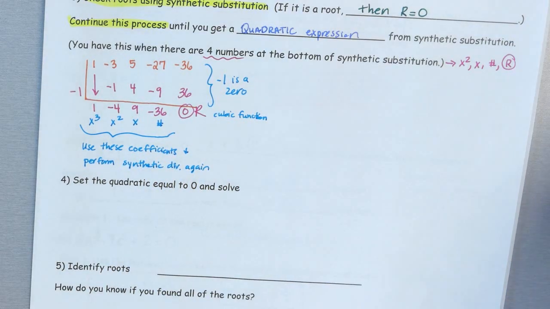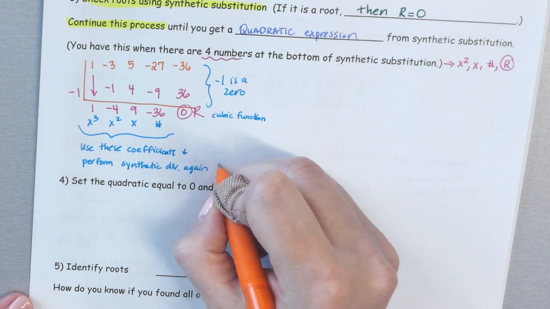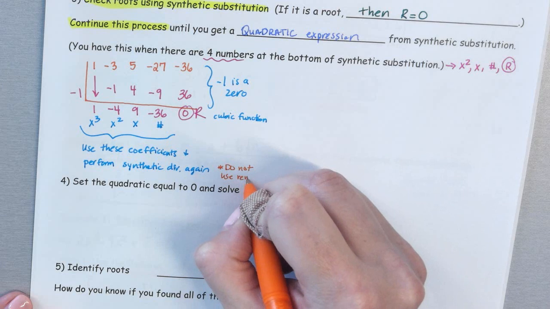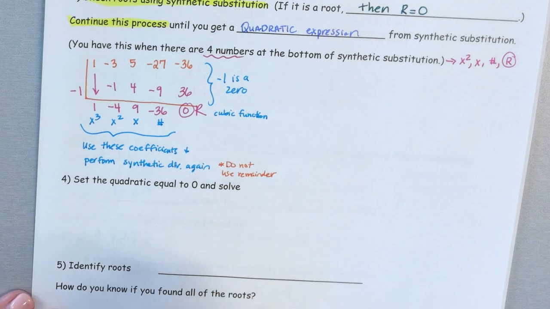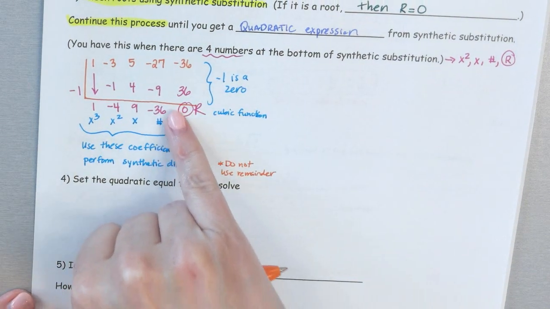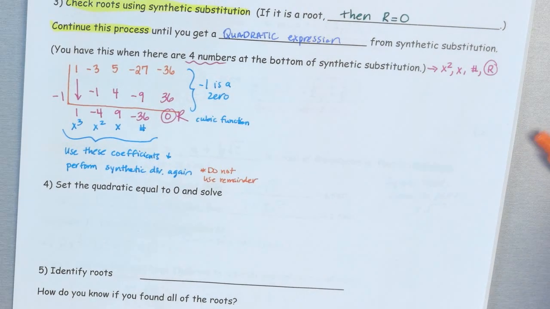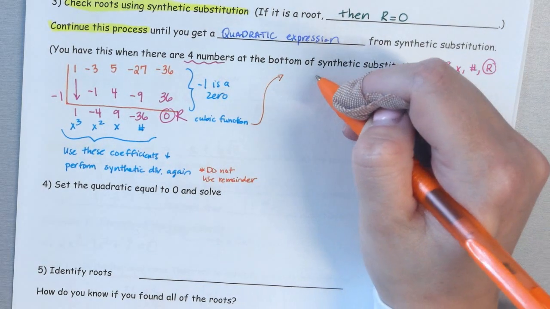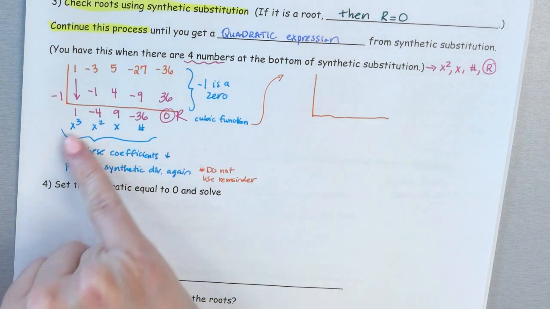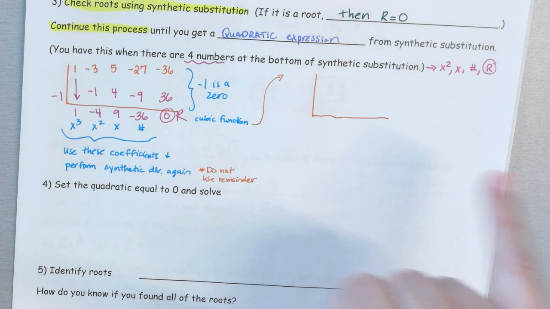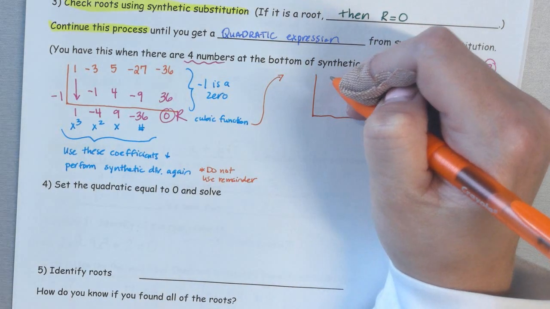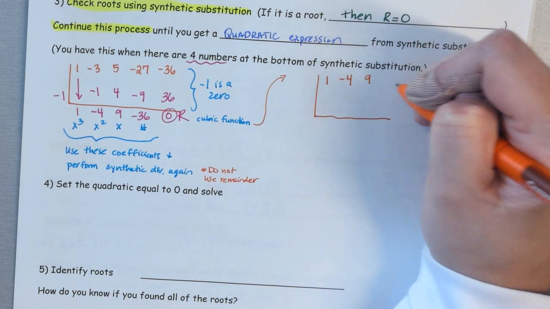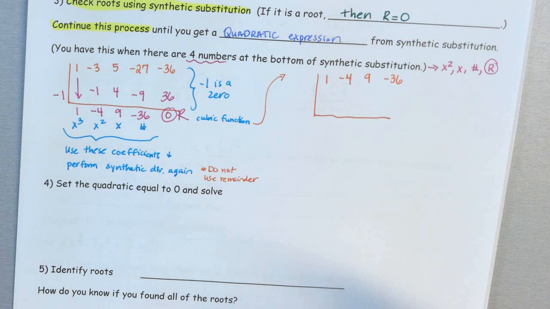Okay, you're just not going to use the remainder. Notice that I didn't even include it here. So I'm going to take those values from my cubic function, and I'm going to set up synthetic division again. You have to use these, because if you don't, you're just going to get another cubic function. So I'm going to use 1, -4, 9, and -36.